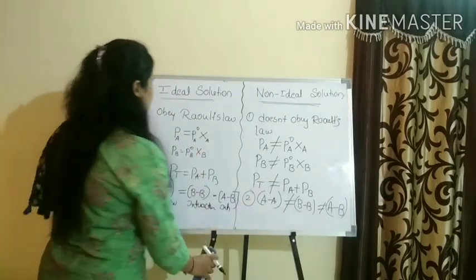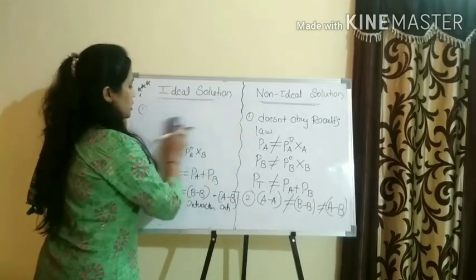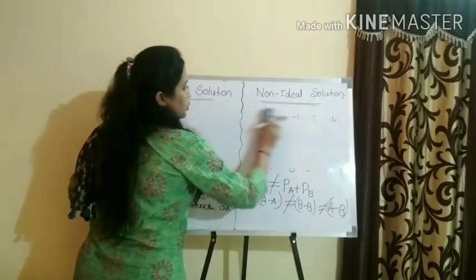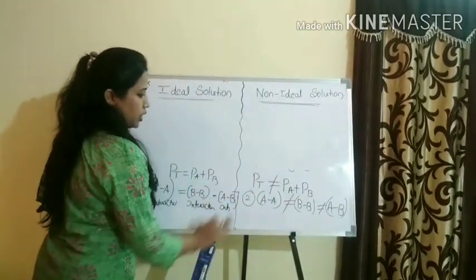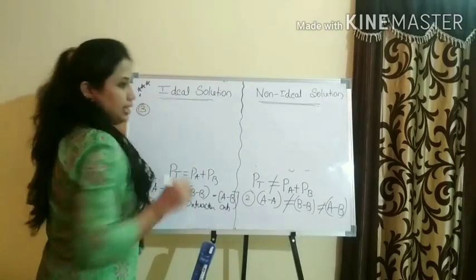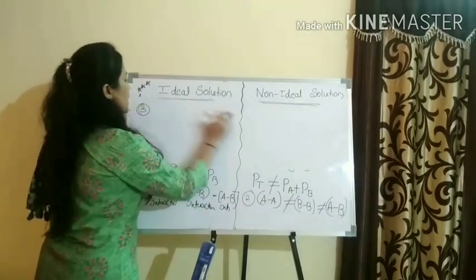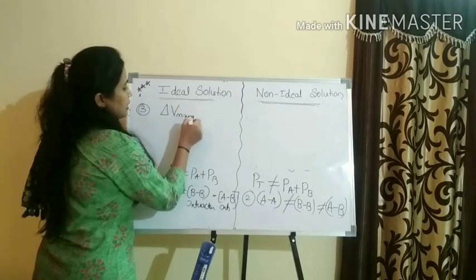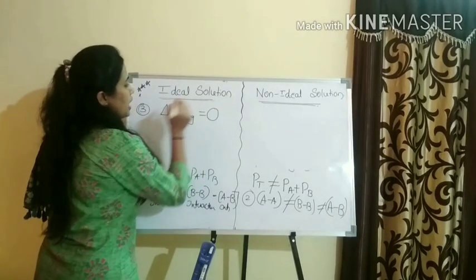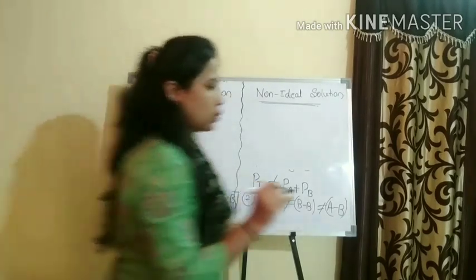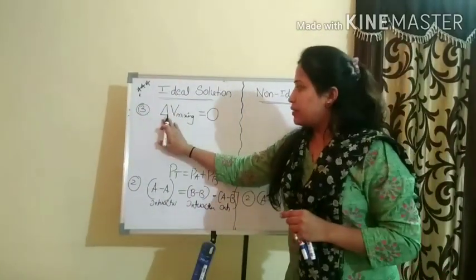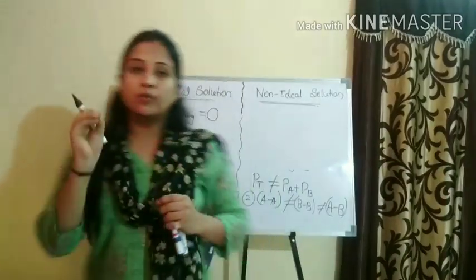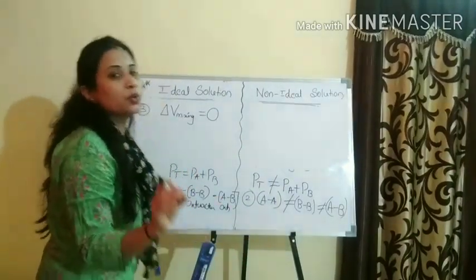Next comes the next difference, which is quite related to the interaction, that's why I gave that as the second point. So the third point is delta V upon mixing. Delta V upon mixing is equal to 0. What do you mean by delta V? Delta V means the change in the volume upon mixing. The change in the volume upon mixing is equal to 0.